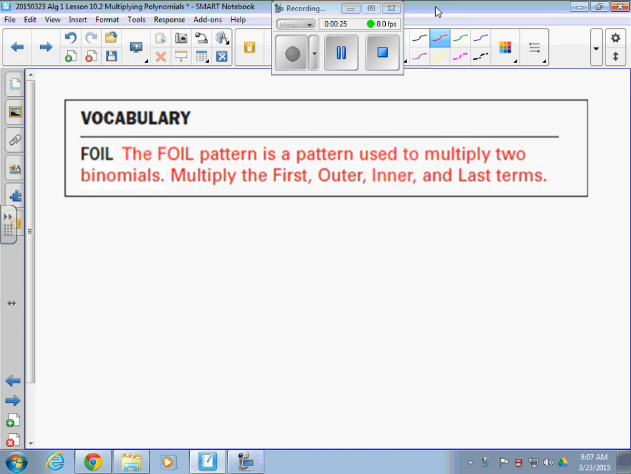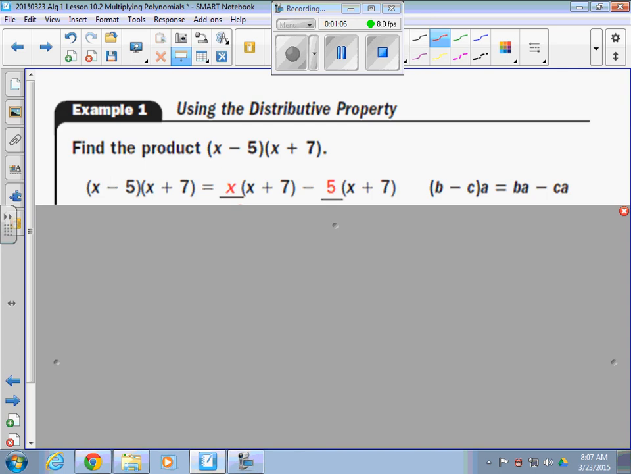First thing is the definition of FOIL. FOIL is an acronym that helps you remember to multiply everything inside of two binomials by each other. The F is for the first two terms. The O is for the outer two terms. The I is for the inner two terms. And the L is for the last two terms. So FOIL reminds you to multiply everything by everything else. And we'll look at an example like that in just a minute. Again, it's just a way to remember to multiply everything.